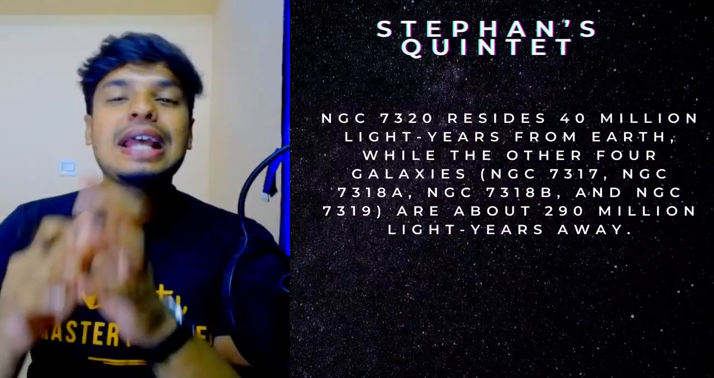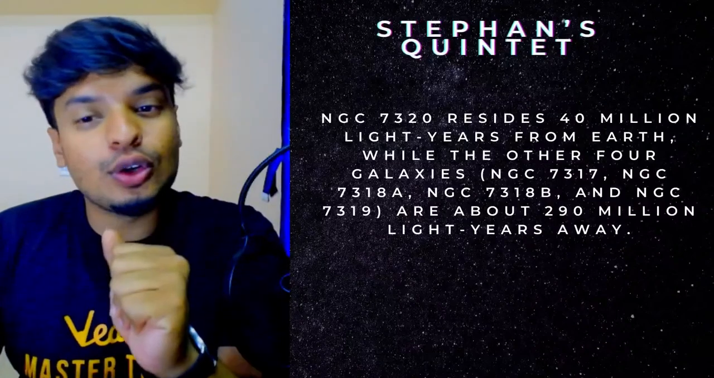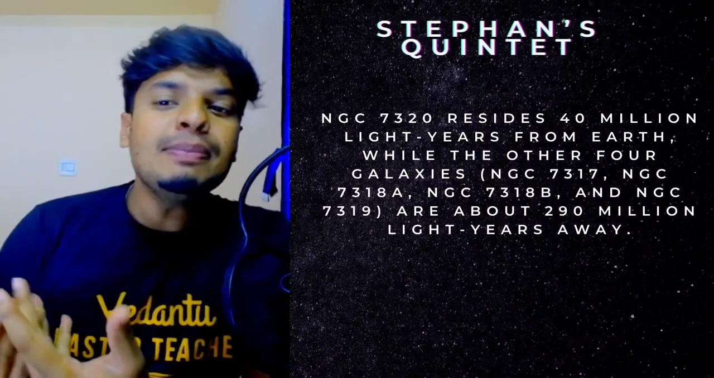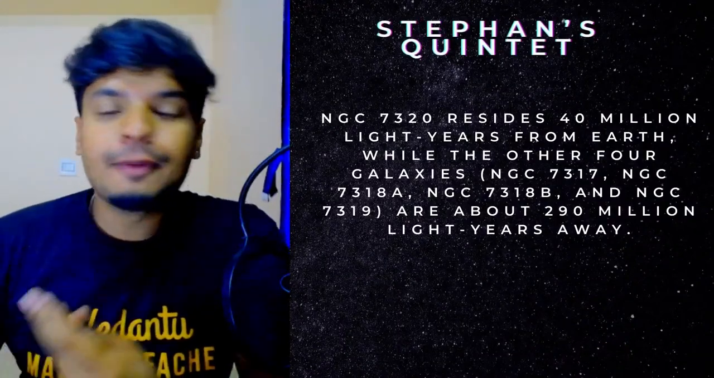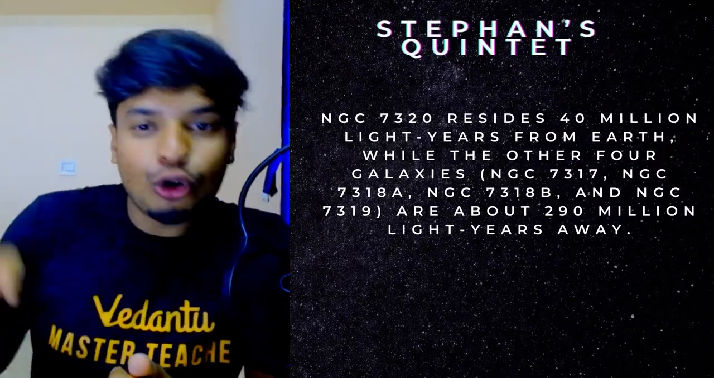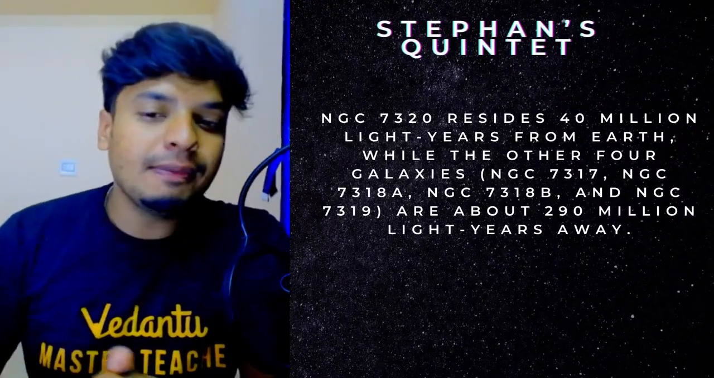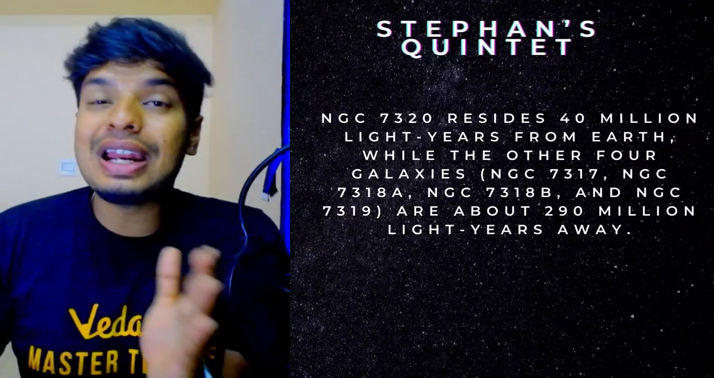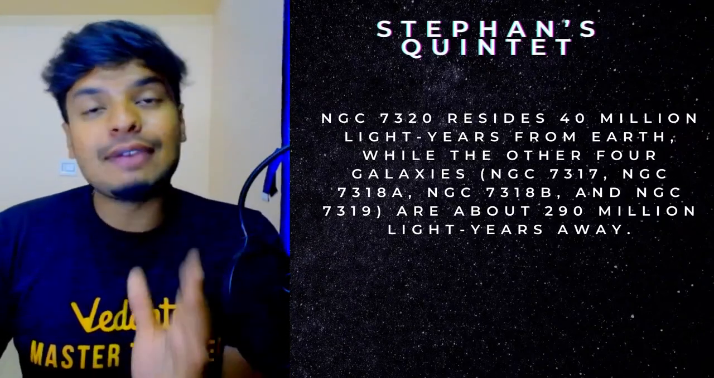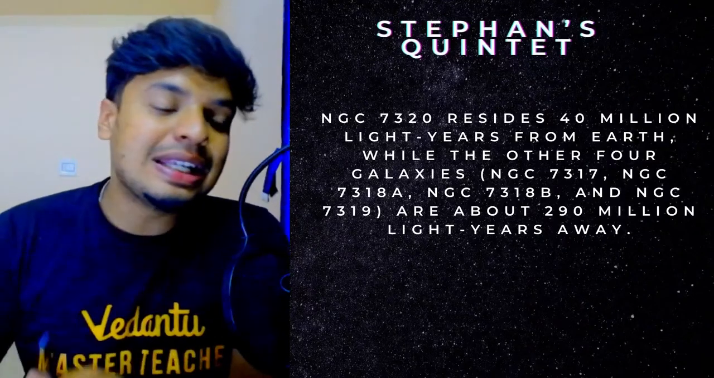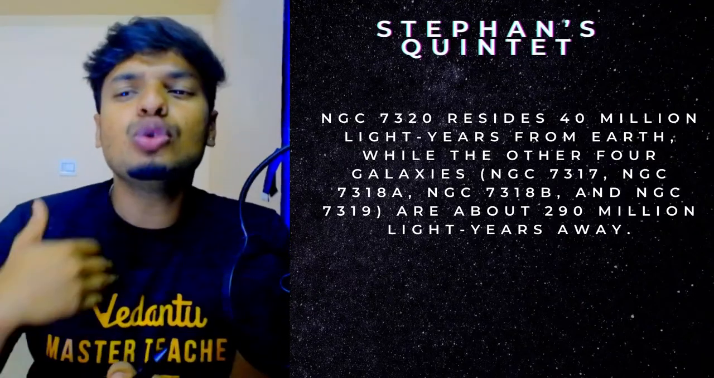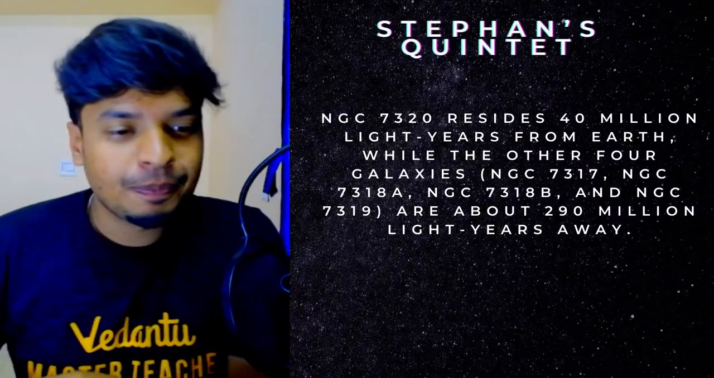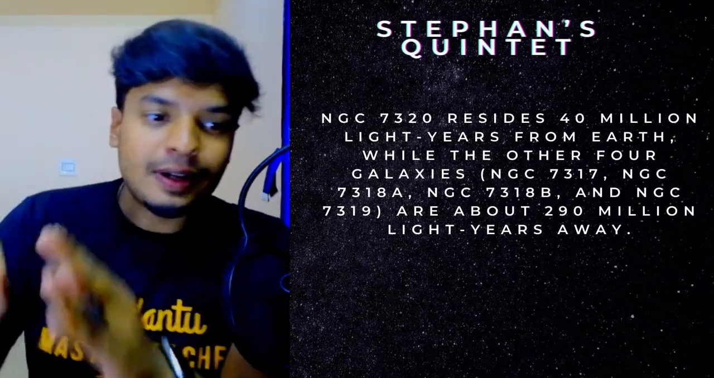So yes, this is NGC 7320, and it resides how far? 40 million light years away from the Earth. While the other four galaxies which are together are NGC 7317, NGC 7318A, NGC 7318B, and NGC 7319. So all of these five are about 290 million light years away. They're all that far.